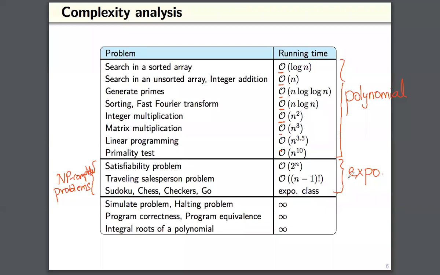That means the current best algorithms take exponential time. Nobody knows any polynomial time algorithm for these. Next, there are a couple of problems that take infinite time for some problem instances. Not all instances, but there is at least one problem instance for which the runtime is infinity.